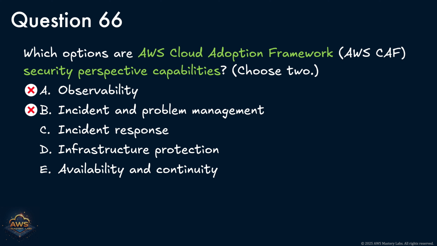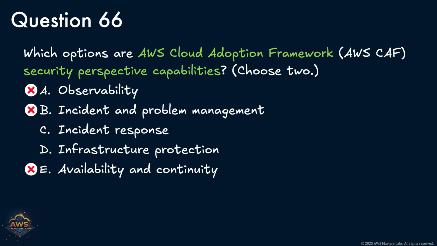Option B, incident and problem management. This may sound security-focused, but incident and problem management in AWS CAF aligns more closely with the operations perspective. It deals with monitoring, response, and remediation of operational issues rather than just security-specific incidents. Security may overlap here, but AWS CAF differentiates general incident handling from security-centric incident response, which is separately defined. Incorrect, because this belongs under operations, not security, within the AWS CAF structure.